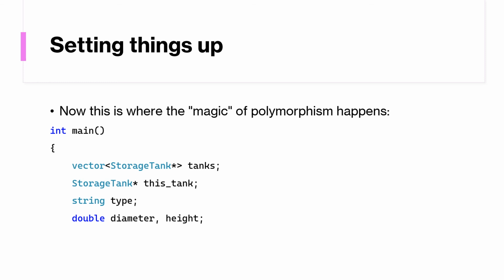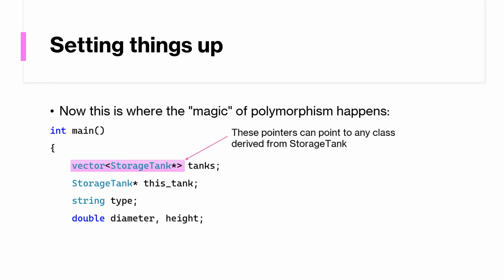we have a vector of storage tank pointers, and the idea here is that these pointers can point to any class that's derived from storage tank. They don't have to just point to storage tank, they can point to anything that inherits from storage tank. And that's going to be true for this tank pointer as well.